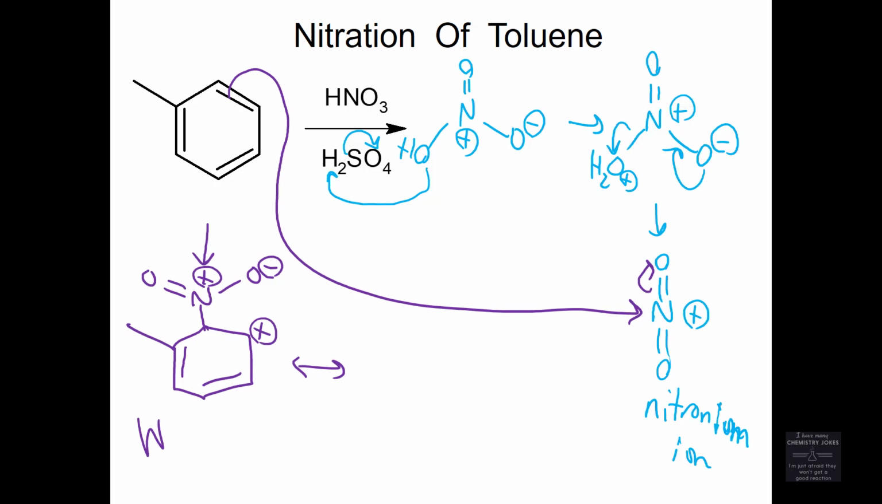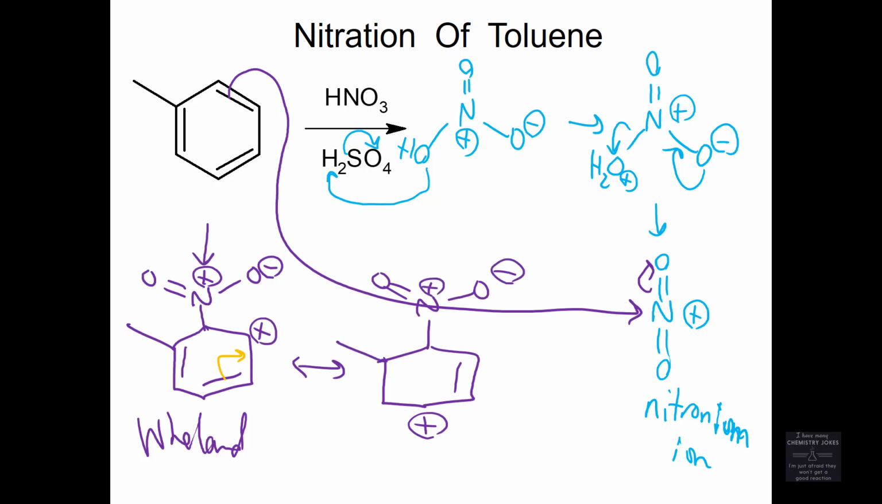This is a Wheland intermediate. And all Wheland intermediates have resonance, so I resonate. I'm going to draw these resonance arrows in different colors, not because it's required, but just because I think it helps us see things a little more clearly. NO2, plus, methyl. Yep. And then I resonate some more. Oops. Forgot to change my colors. I'm going to have to erase in a moment.